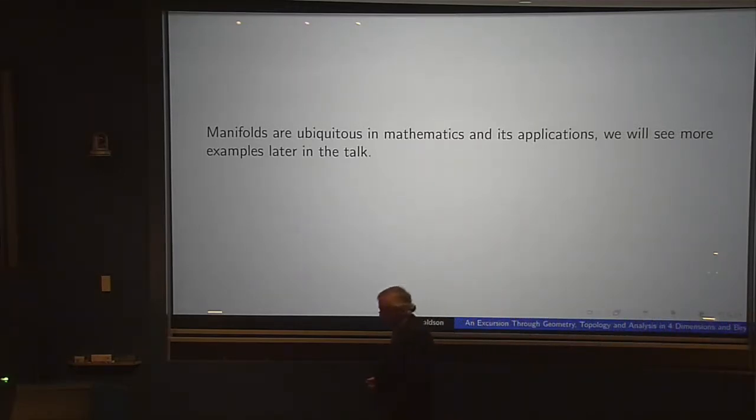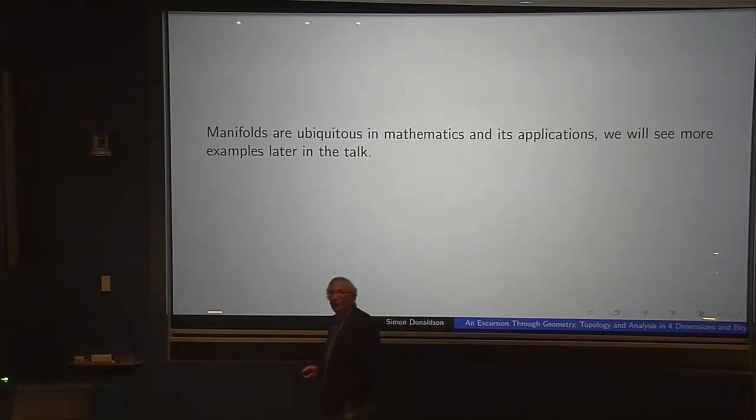So these manifolds are ubiquitous in mathematics. All kinds of different sets that arise naturally in mathematics or applications have this property that they can be described locally by coordinates. We won't take time out to give a large number of examples of this. Later in the talk, we will see various examples of interesting manifolds.